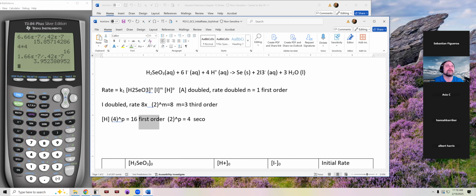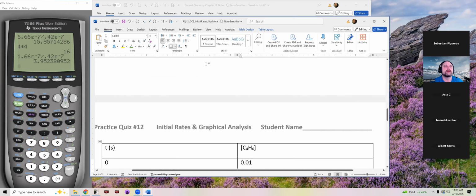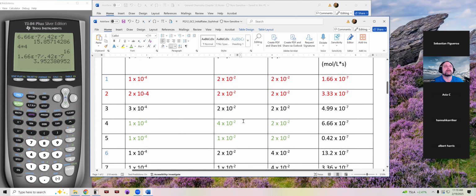Anyways, this should be second order. That should have been second order, so let's scratch through that and make that second order. So 2 to the second. It's a good thing I checked it. We had it right, I just didn't write the right thing down. So let's double check that that makes sense.